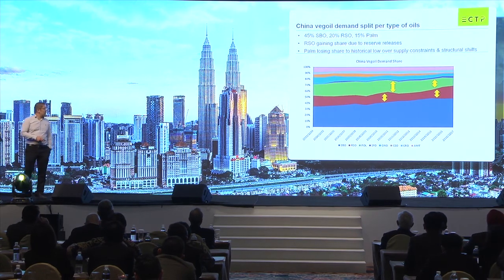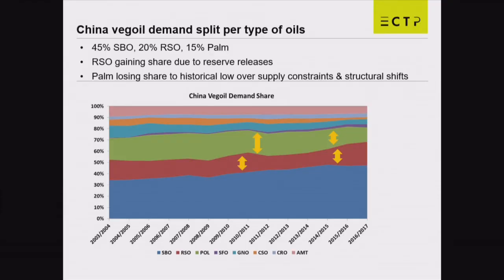In terms of the vegetable oil demand share between the oils, bean oil takes almost half of the demand. The second is rapeseed oil, at 20%. The third, at 15%, is palm, and the rest, around 20 to 30%, is domestically produced corn oil, groundnut oil, cottonseed oil, and also some sunflower oil.